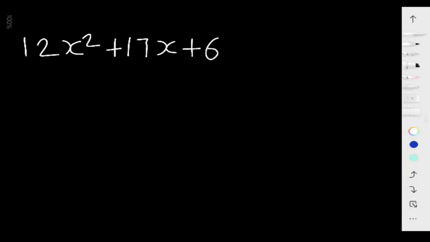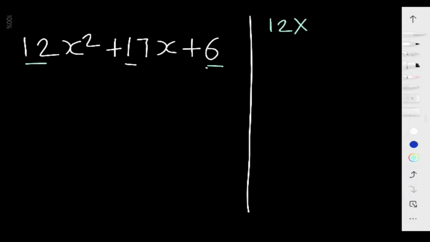12x squared plus 17x plus 6. That means first we have to do simply here is 12, here is 6. So 12 into 6 is equal to 72, right? So here is 17. When we multiply 12 into 6, we get 72.